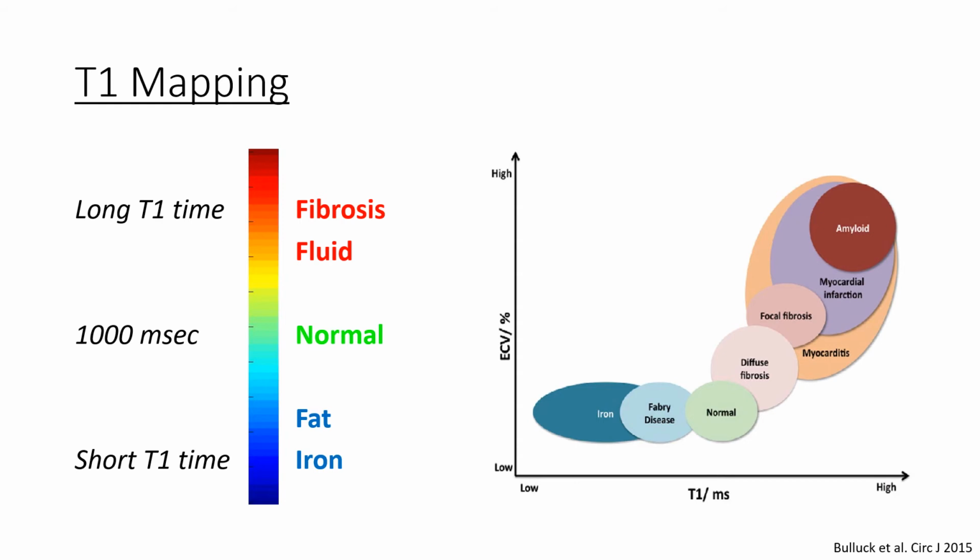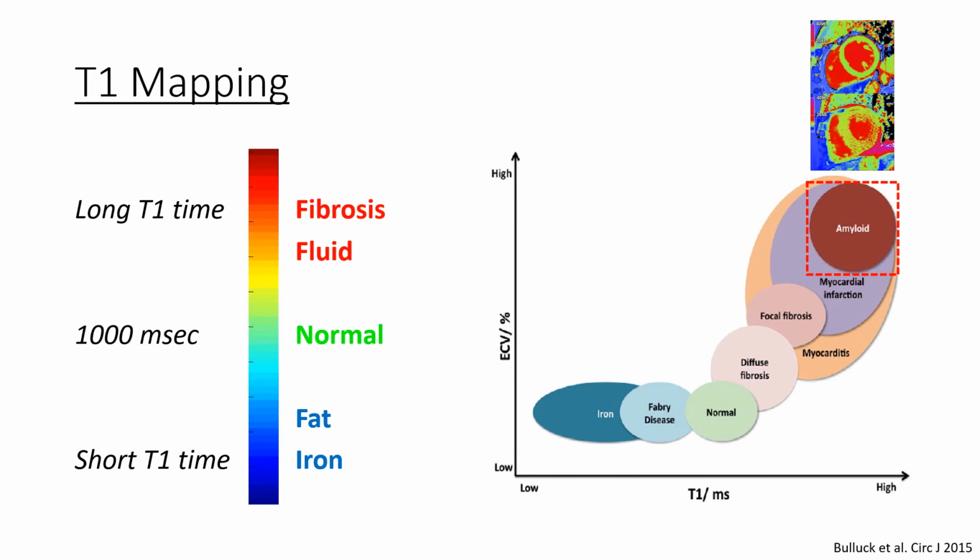And there are a number of clinical entities along this spectrum from short to the very long T1 time. The ones that I'd like to point out today are amyloidosis, which has a very long T1 mapping time. And as you can see here, these red interspersed pixels within the normal green myocardium are pixels of high T1 mapping time corresponding to interstitial fibrosis.